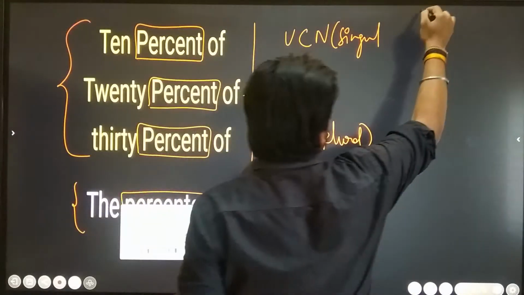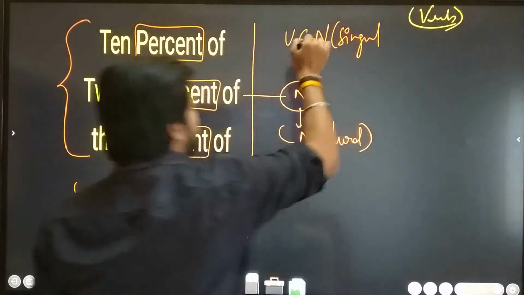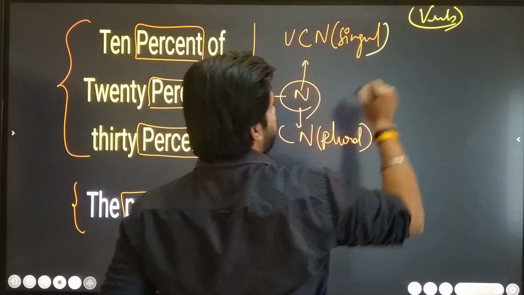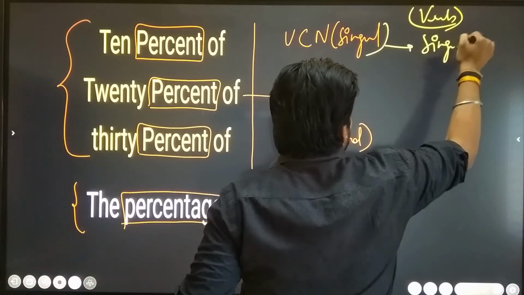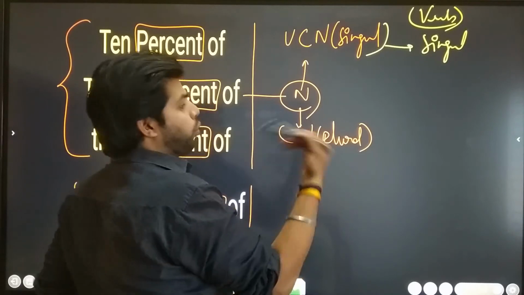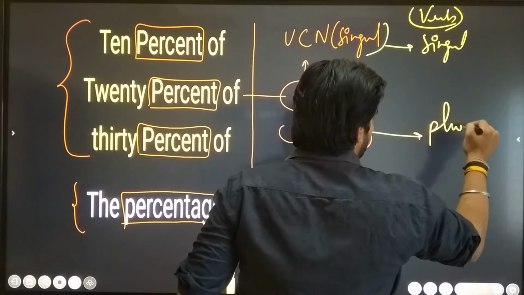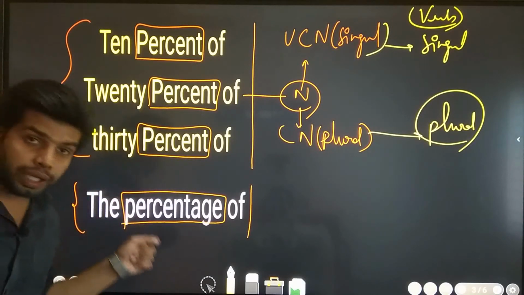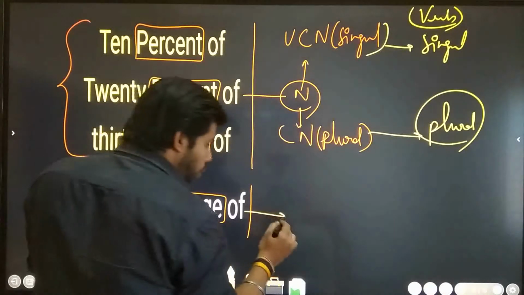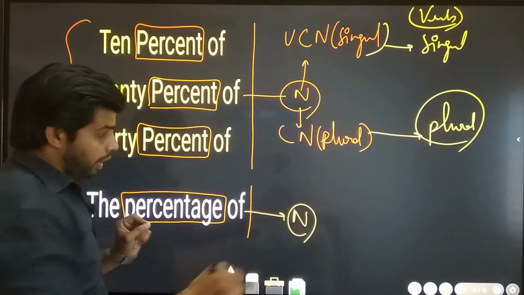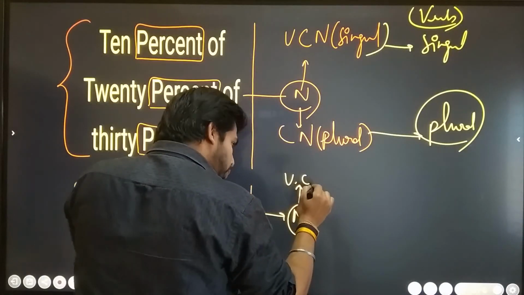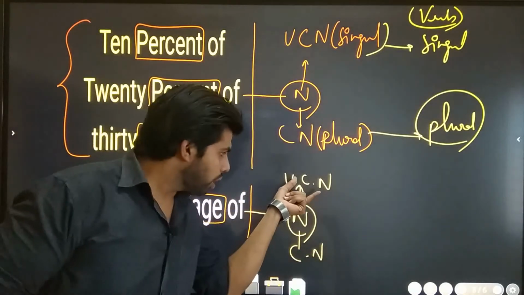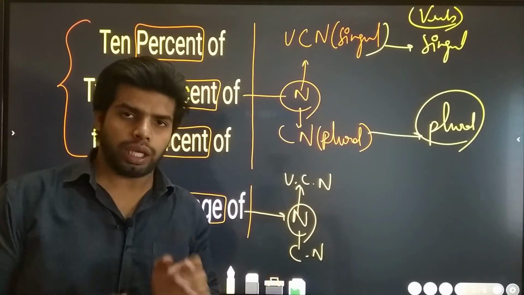Now what is the difference in verb when we use an uncountable noun and when we use a countable noun? When you use a singular uncountable noun, then the verb will also be singular here, and when you use the countable noun in plural form, then its verb will also be plural here. Now listen to me very carefully. In the case of percentage, you are always given a noun, mind it, and you can get both types of noun. They can provide you the uncountable noun also, and the countable noun also.